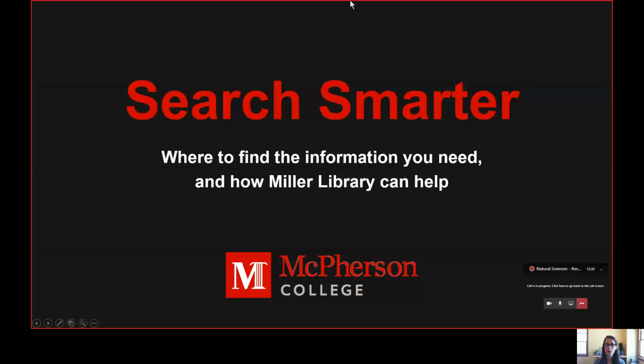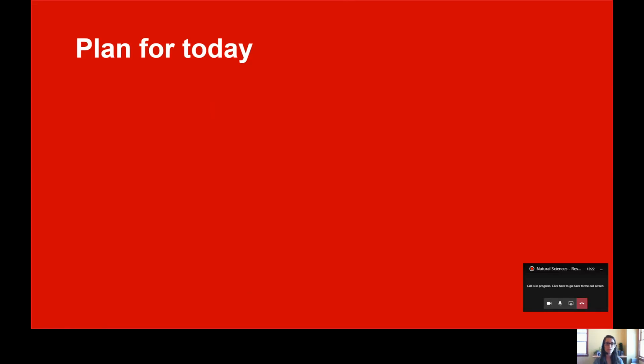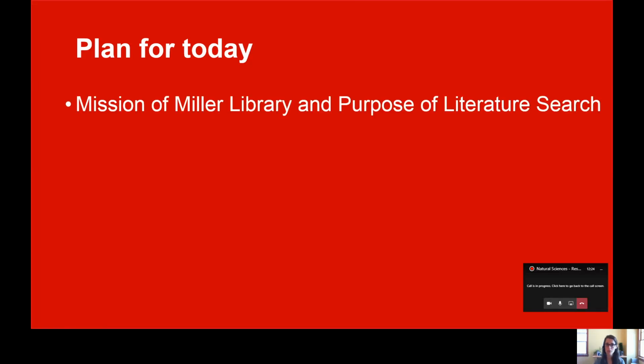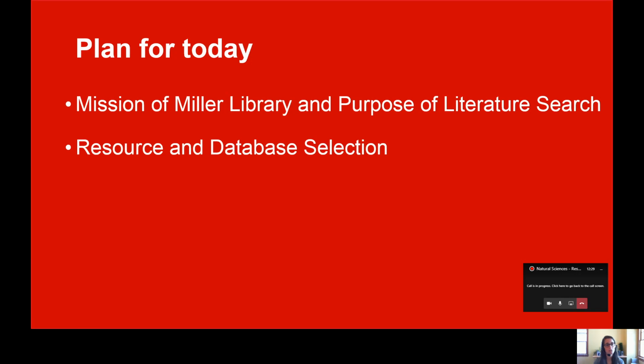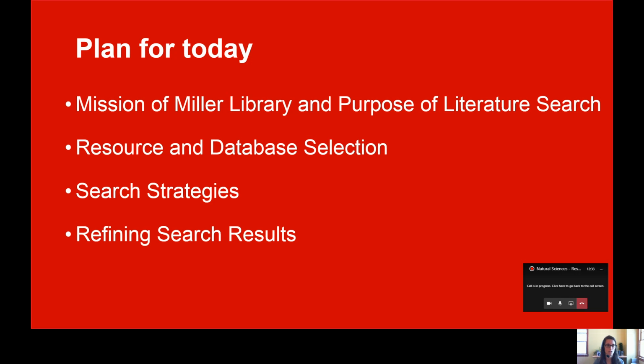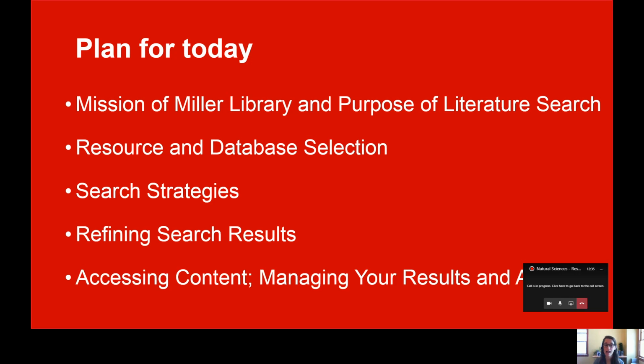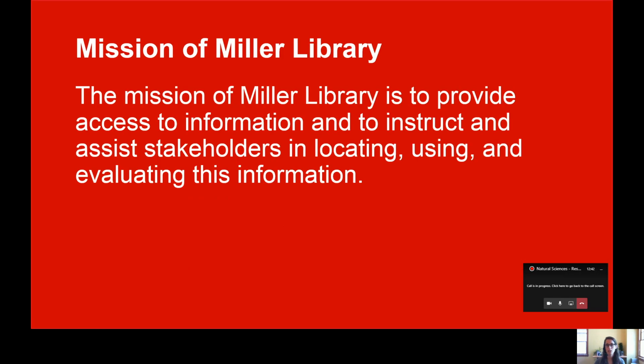We're going to talk about searching smarter and how Miller Library can help. The plan for today is we'll talk about the mission of Miller Library and the purpose of a literature search. Next, resource and database selection, search strategies, refining search results, and then finally, how to access content and manage your results and alerts. So first, I like to talk about the mission of Miller Library.